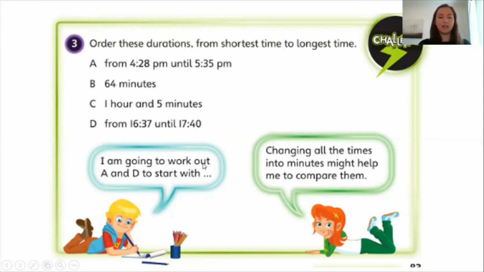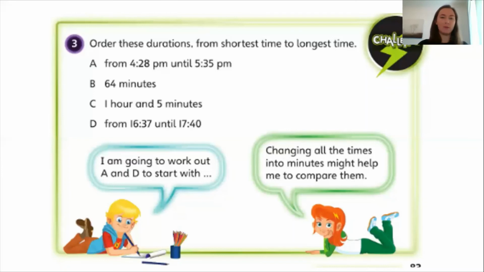I'm going to work out A and D to start with. It's one way of doing it, to work out the duration of these events where we are given the times first. And this girl here says she's going to change all the times into minutes, which might help me to compare them. Okay, if you'd like to have a go on your own, pause the video now and have a go yourself, then come back in a few minutes when you're ready for an answer.